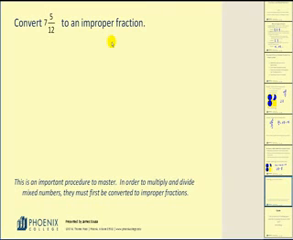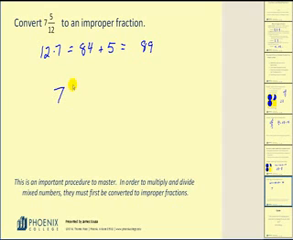Let's try one more. Convert 7 5/12 to an improper fraction. So the procedure, we're going to multiply 12 times 7. That'll give us 84. And we're going to add the numerator, which is 5, which gives us 89. So we have 7 5/12 is equal to 89/12.